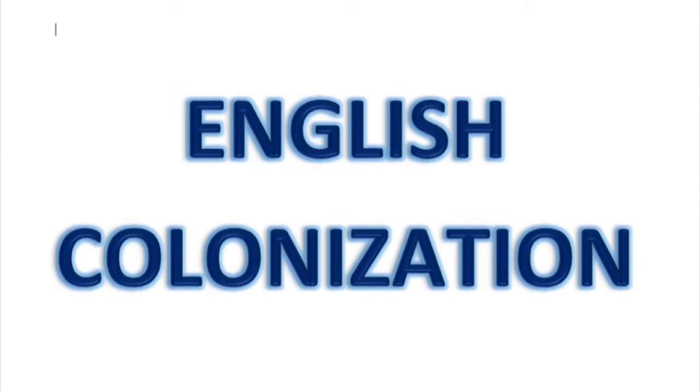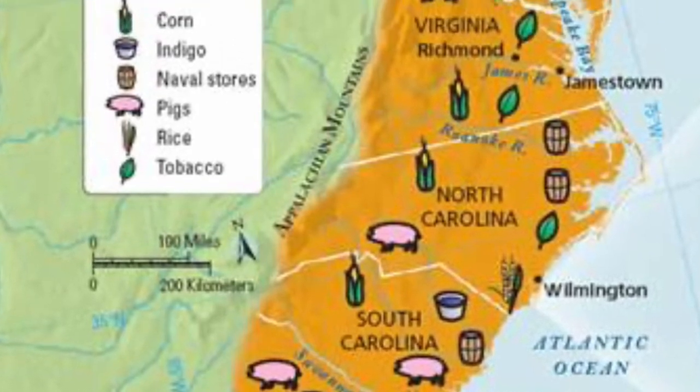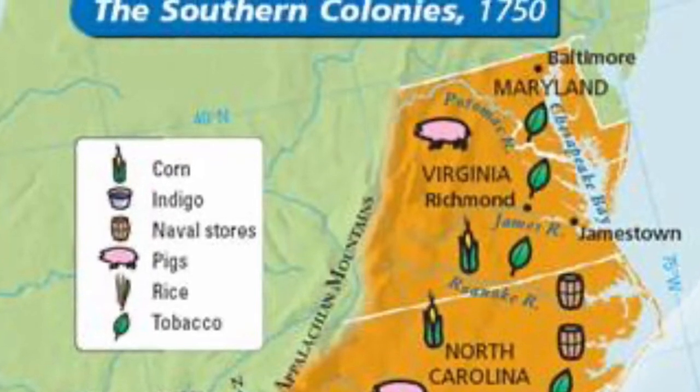English colonization. The southern colonies consisted of Virginia, Maryland, Georgia, and North and South Carolina.